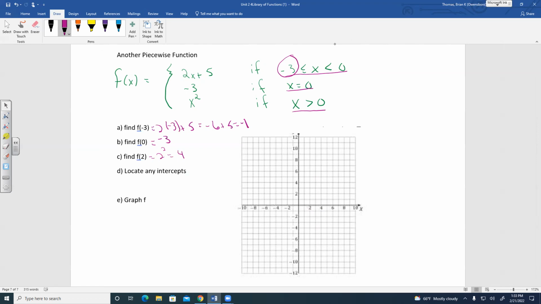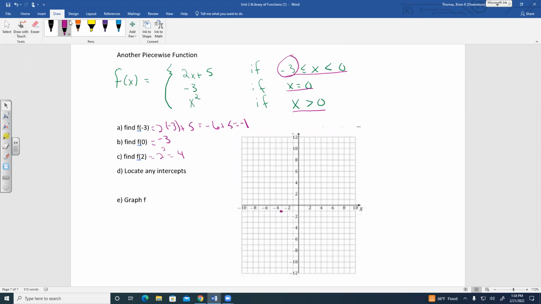So we already evaluated -3. We did that to start with, and that was -1. So -3, -1 would be the spot. Oops, no, -3, -1. I keep going up. So let's try that again. So -3, -1 would be actually down here.